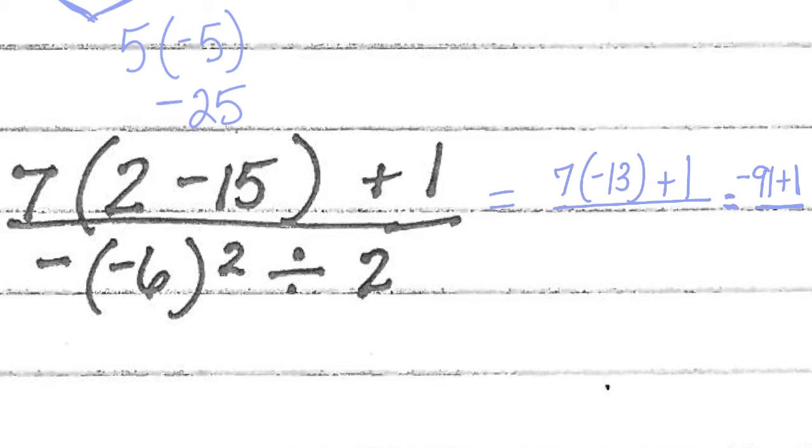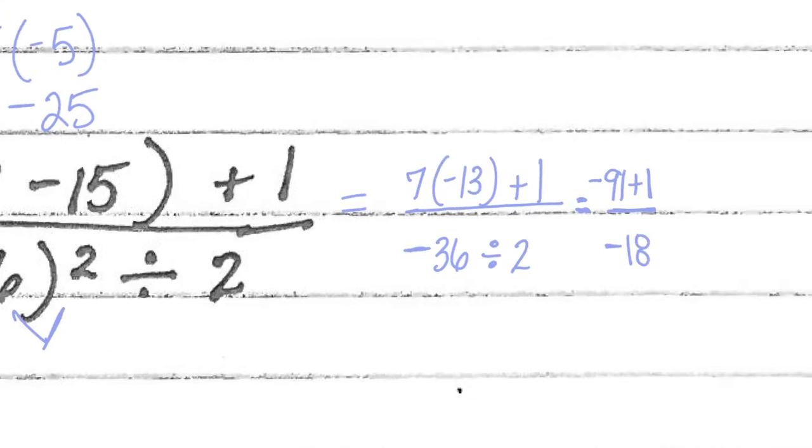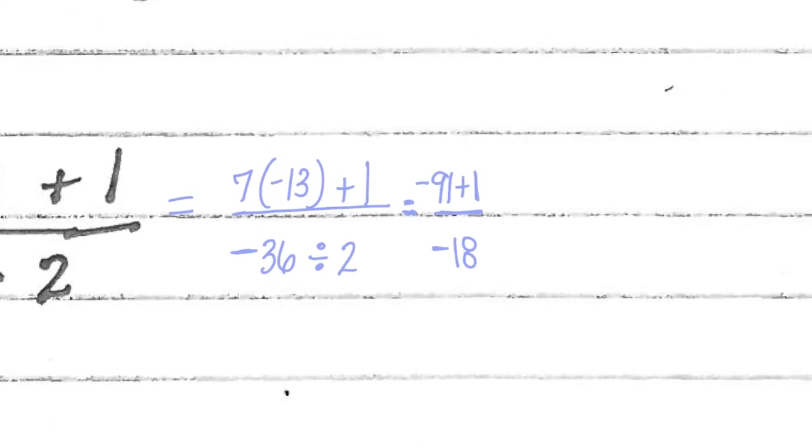Where would you start in the bottom? Where would you start in the denominator, guys? Negative 6 squared. Negative 6 squared, which is what? Negative 36 divided by 2 is what? Negative 18. So the final fraction that it's asking you is negative 90 divided by negative 18.